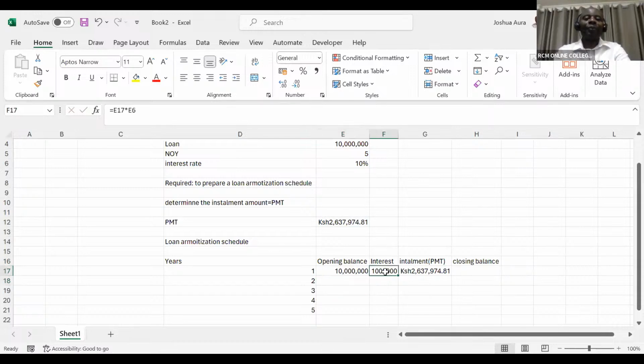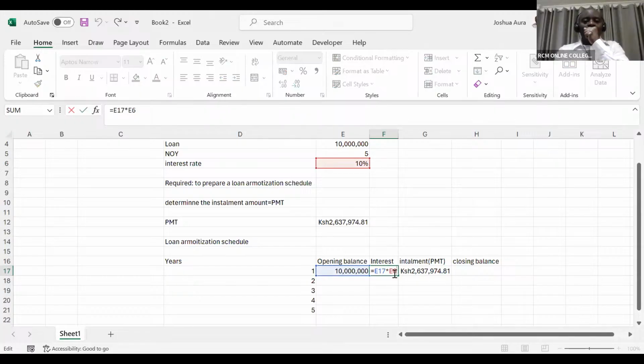Then I can go back to this interest. Now I need to bring the formula to the cell, so I press F2. Once I press F2, I'm able to remember here that this rate of interest is not going to change. You can see it is in red.